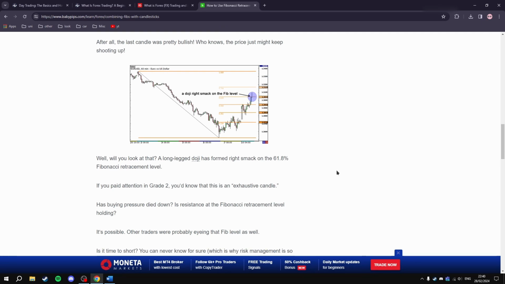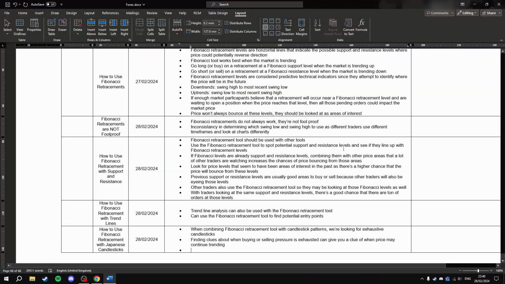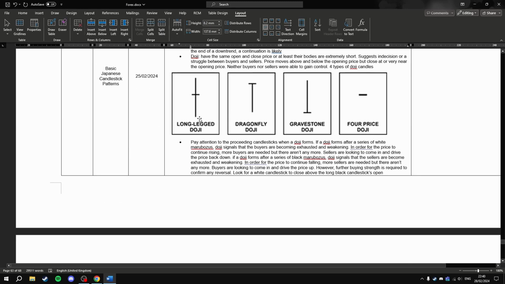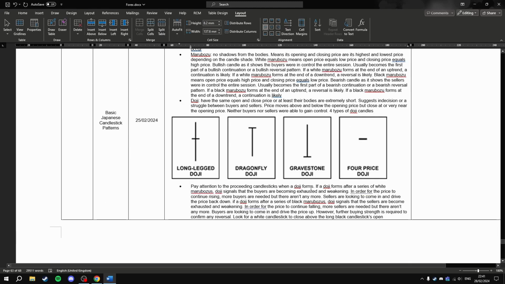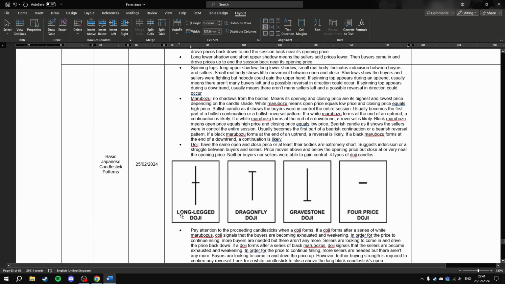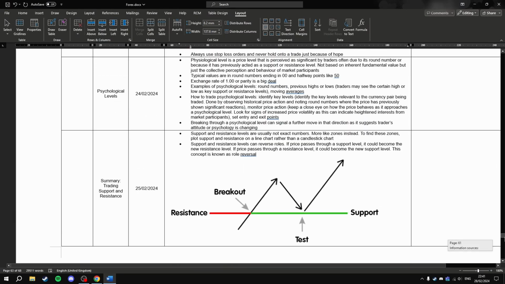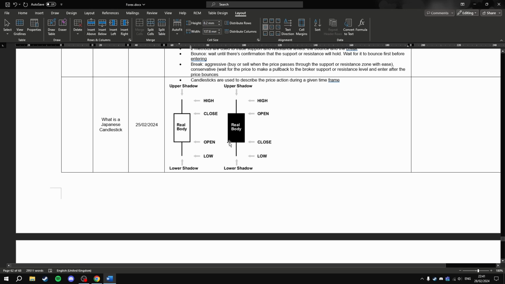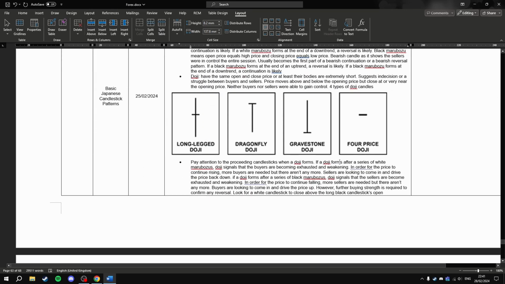If you paid attention in grade 2, you know that this is an exhaustive candle. A long-legged doji. So that was this one here. Pay attention to the preceding candlesticks when a doji forms. If a doji forms after a series of white Marubozus, dojis signal that the buyers are becoming exhausted and weakening. White Marubozus, so this is a white Marubozu, isn't it? Or whatever, it's a green one, but same thing as a white one, isn't it? Because the white one is a bullish one, so the closing price is above the opening price. Doji signals that buyers are becoming exhausted and weakening.